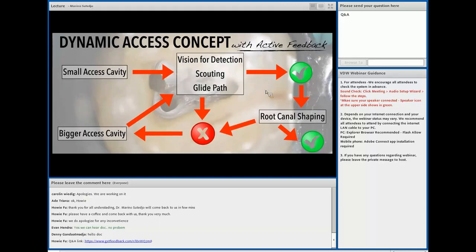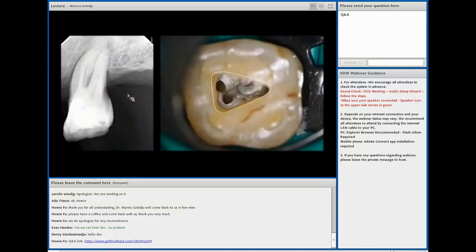So the point is not just to make it small, because the access cavity is the entrance to the next step of our endodontic treatment. If we don't get all the benefits that we need for vision, for scouting, for glide path, for shaping, then I think it is useless to try to maintain a small access cavity. Of course, a smaller or minimally invasive access cavity is now our priority, but we should not be trapped by the concept that we have to make it as small as possible. We need to make it as small as practical.